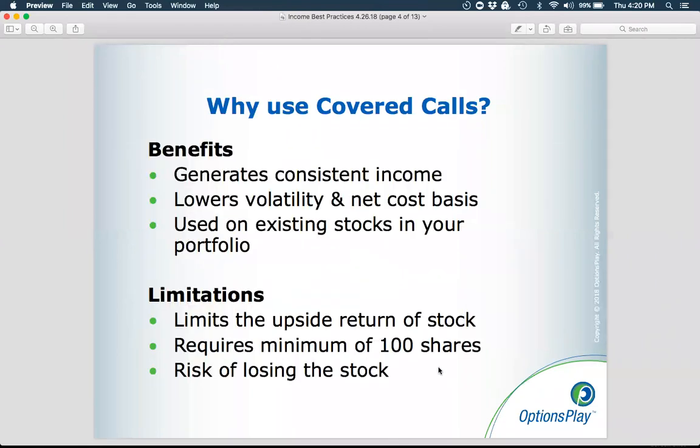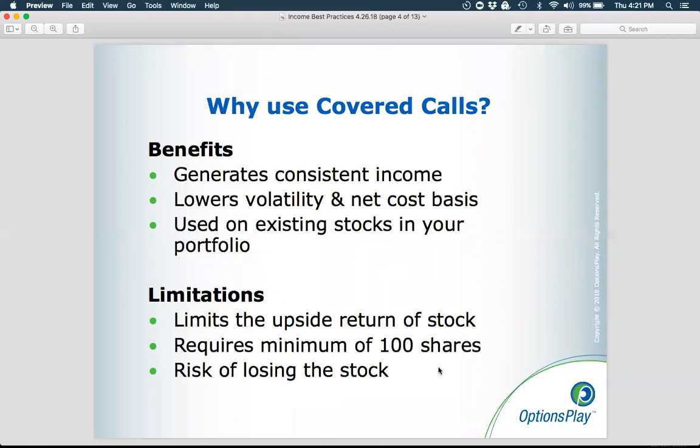So let's talk about what that income does. Number one, it generates consistent income in your portfolio because options expire. You can do this week after week, month after month, over a long period of time, so you can generate that consistent income stream. And this income stream actually lowers the volatility of your portfolio and the net cost basis of the stock that you own. So this is really something to look for in your portfolio. If you're trying to lower the volatility of your portfolio, this is a great way to go about doing this. And you use it on the existing stocks in your portfolio.